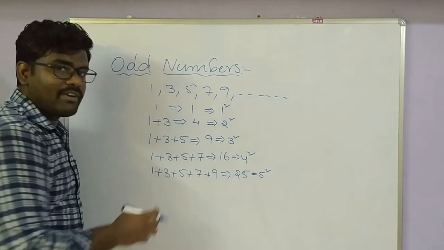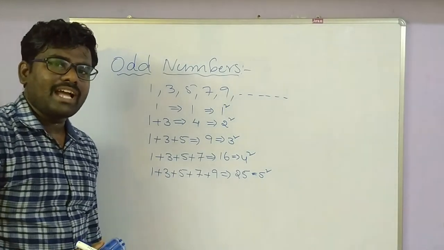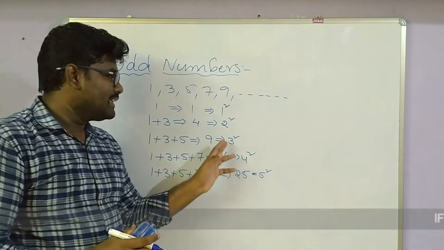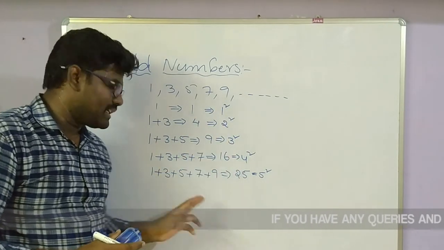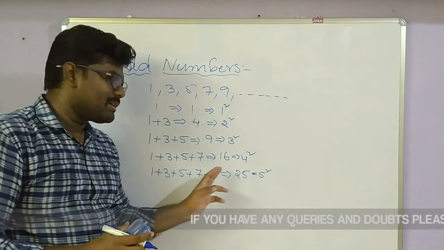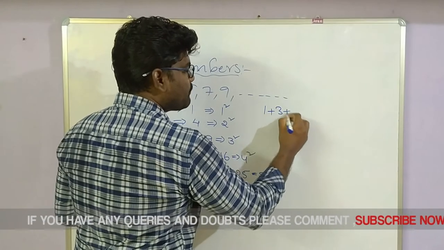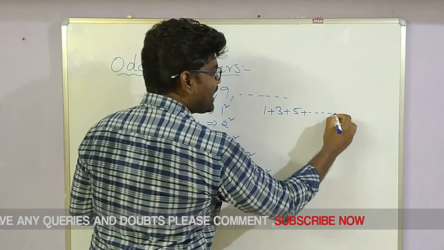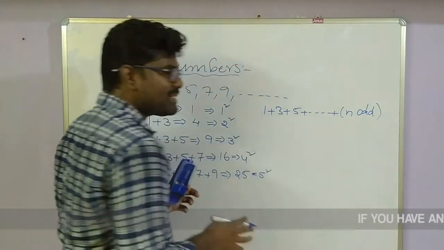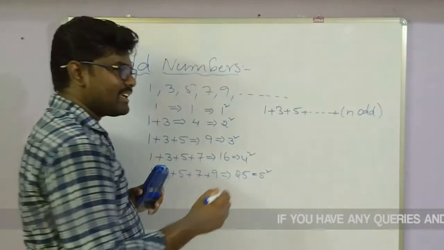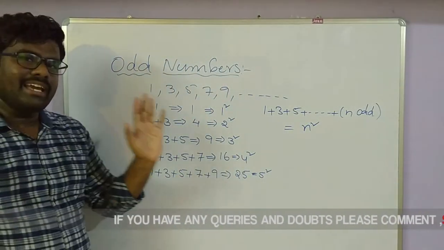What do you observe here? When you add first 2 odd numbers, we get 2 square as the answer. When you add first 3 odd numbers, we get 3 square. When you add first 4 odd numbers, we get 4 square. In the same way, when you add first 5 odd numbers, we get 5 square. In the same way, 1 plus 3 plus 5 and so on, n odd numbers. Here n odd numbers are given. What is the formula? n square. Once you observe, n square is the answer.